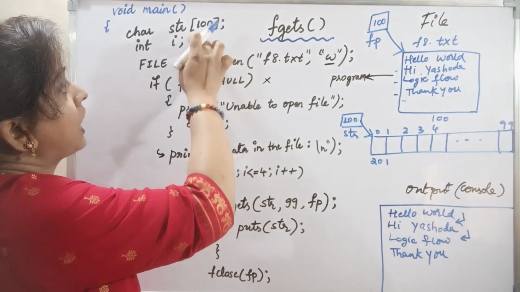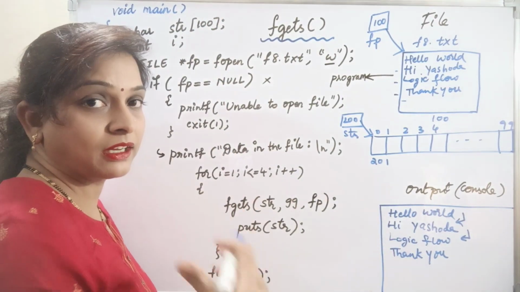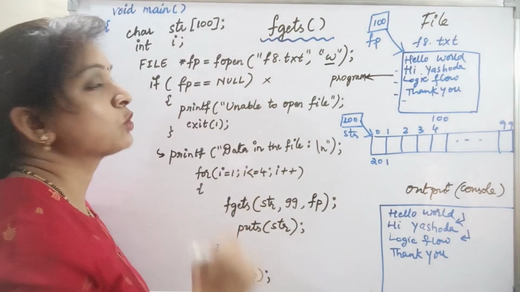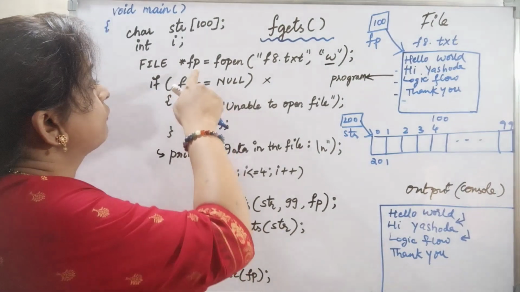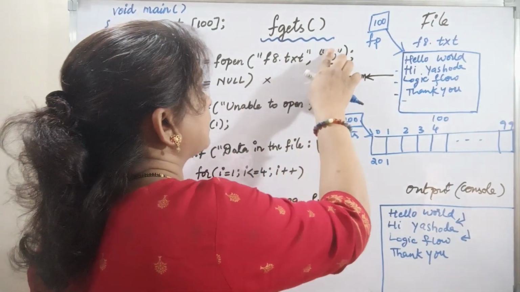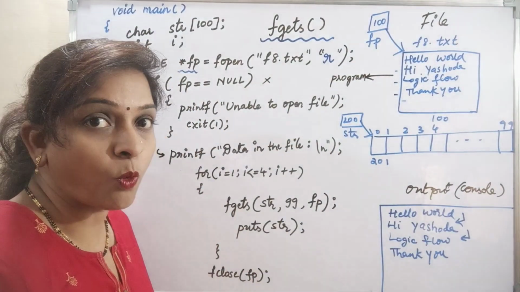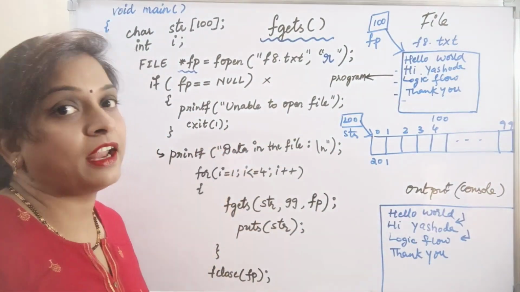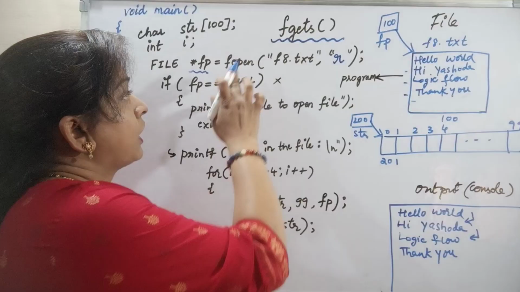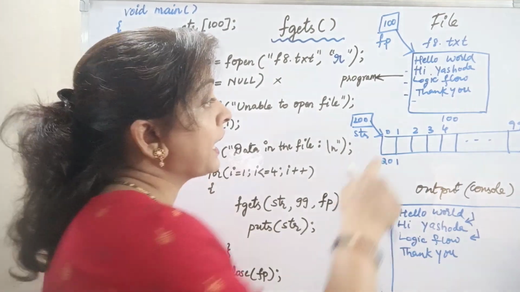As usual, you have the character array by name str and the maximum size is 100, so that we can get a maximum of 100 characters. It can be less than that also. Then we have a control variable i for the for loop. Then the file pointer fp, we say fopen f8.txt. Here I have to open in read mode. I have to read the data from the file f8.txt. fopen will open that f8.txt, an existing file, in read mode.